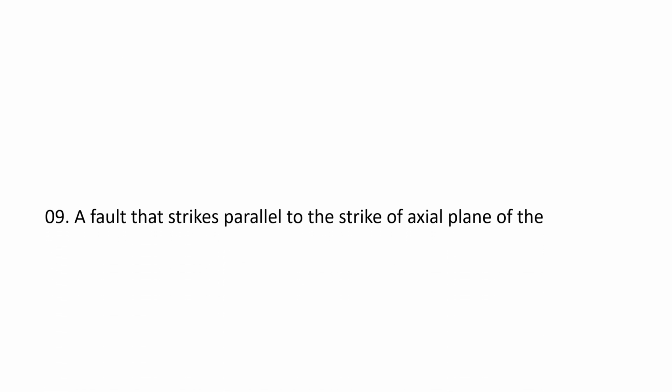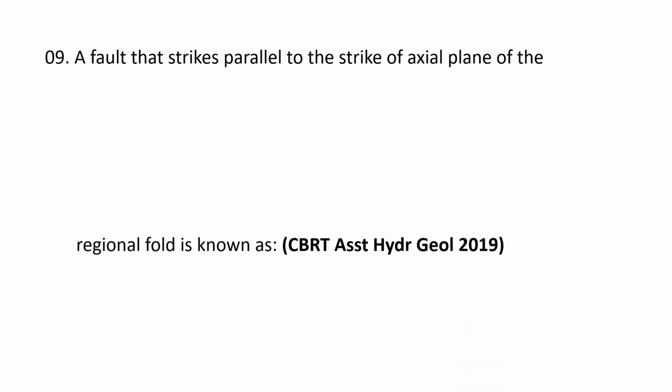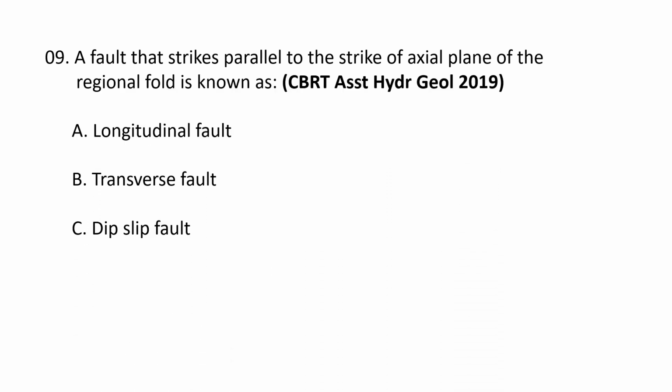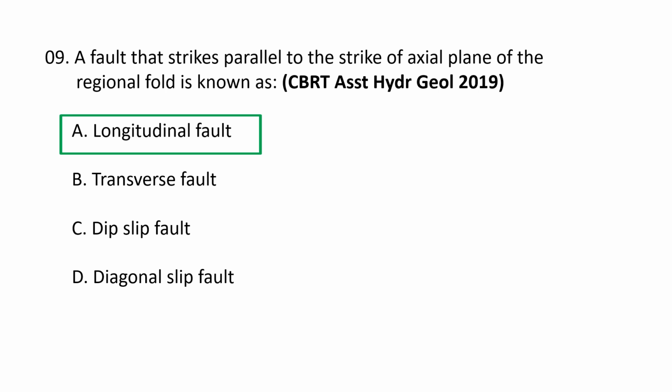Next question. A fault that strikes parallel to the strike of the axial plane of the regional fold is known as A. Longitudinal fault, B. Transverse fault, C. Dip slip fault, and D. Diagonal slip fault. A fault that strikes parallel to the strike of the axial plane of a regional fold is known as a longitudinal fault. A geological fault with its strike parallel to that of the regional structure is known as a longitudinal fault. A is the correct answer.